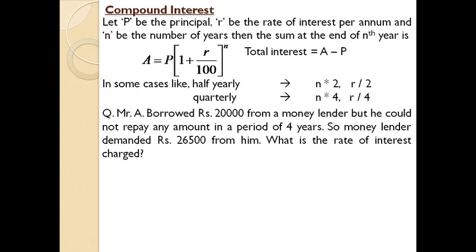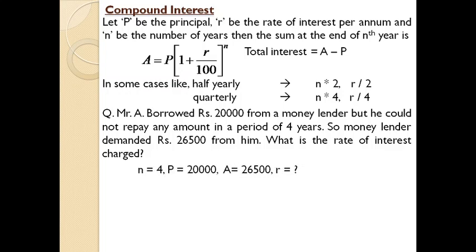A question: Mr. A borrowed rupees 20,000 from a money lender, but he could not repay any amount in a period of 4 years. So the money lender demanded 26,500 from him. What is the rate of interest charged? Usually, money lenders follow the compound interest concept rather than the simple interest concept. So, remember that concept. Okay, on the basis of the details given, let us extract the data given in the question.